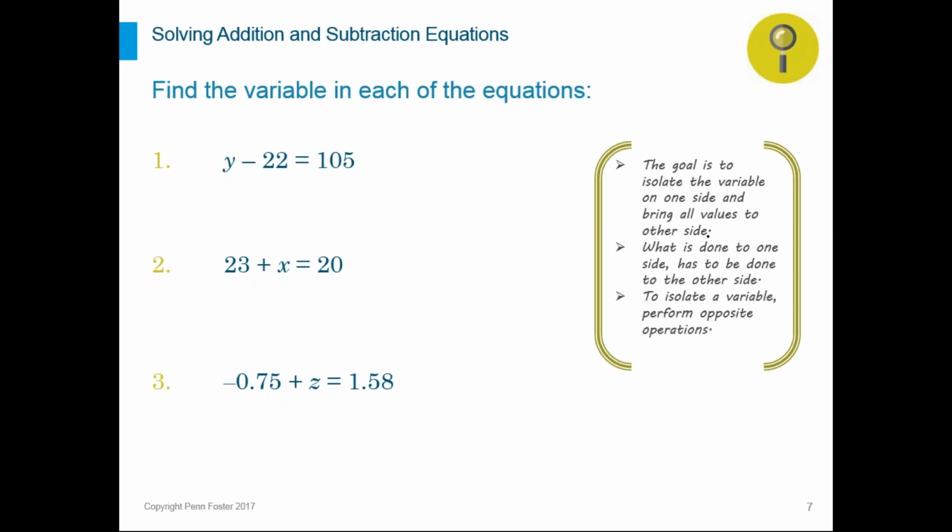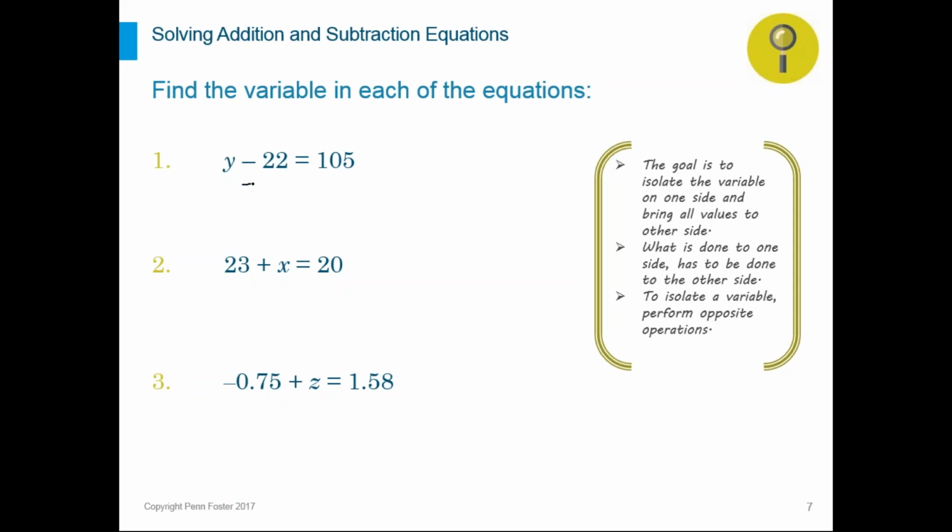So as we did in the previous slide, we're going to follow the same steps. We're going to undo whatever is done to our variable. What we see here in question 1, let's read the equation. Y minus 22 equals 105. I need to isolate my variable. I need it by itself on the left-hand side. I see a minus 22. Let's undo the subtraction of 22. The opposite of subtraction is addition, so let's add 22.